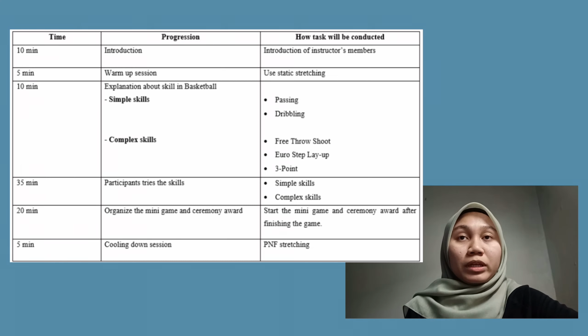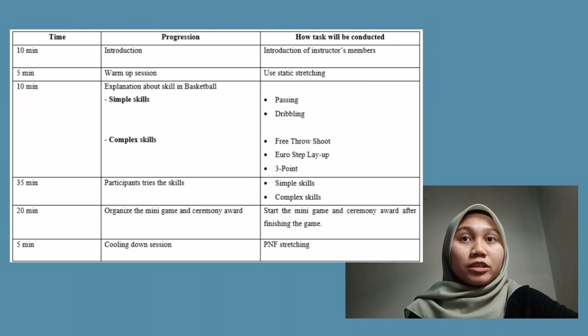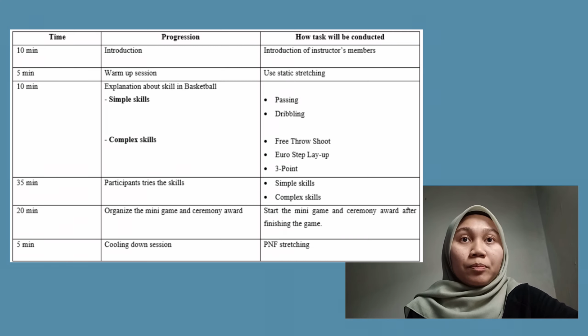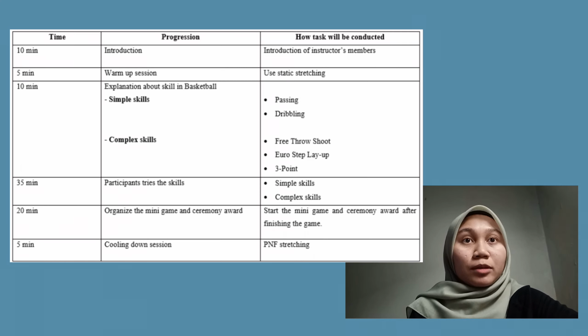Next is 5 minutes of simple explanation about basketball. The instructor will tell them the history of basketball, the equipment needed, and the right techniques and skills that are often used in basketball. This time the participants will gather in front of the instructor like in the introduction before.